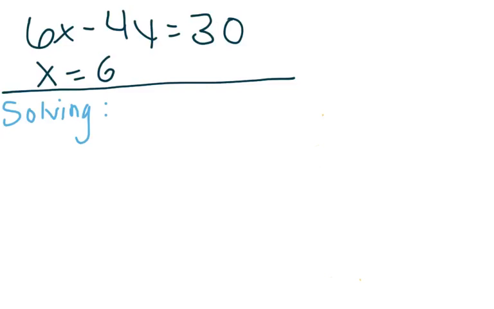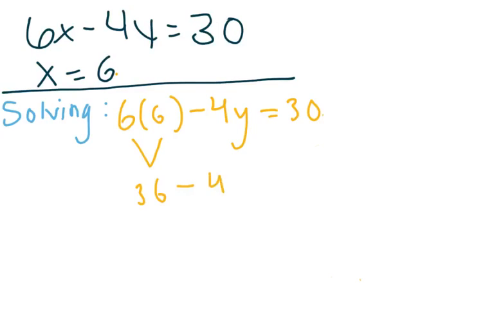So today we have this problem: 6x minus 4y equals 30. X equals 6. So whenever there's a variable of x, you have to plug in the 6. So right here we're going to put 6, and then this 6 into parentheses, and the negative 4y, and 30. And this 6 times 6 gives me 36, minus 4y equals 30.